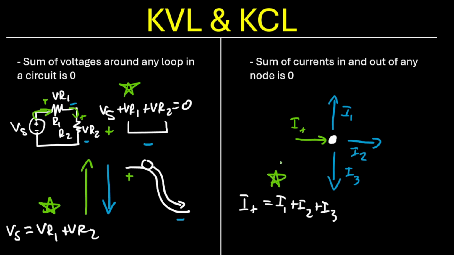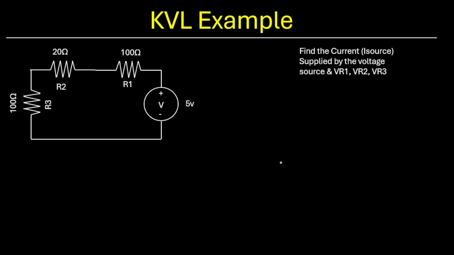Okay, let's work on a couple of examples. Okay, this first one being a KVL example. And we're being asked to find the current supplied by the voltage source, I source, and the voltage drop across each resistor. So I source is the conventional current coming out of the voltage source, the positive terminal. I'm going to label it as IS. VR1 is the voltage drop across R1, VR2, the drop across R2, and VR3 is R3.